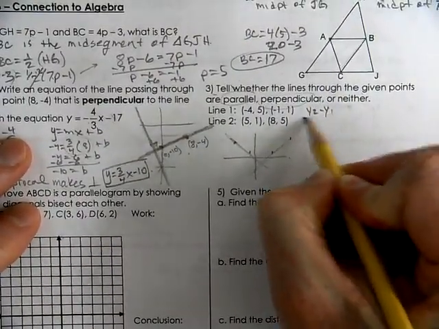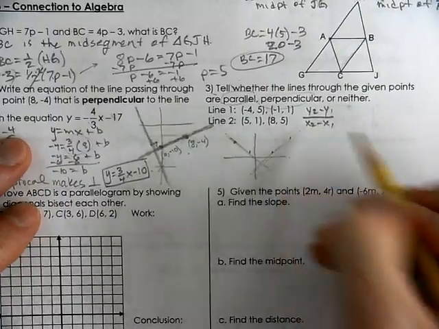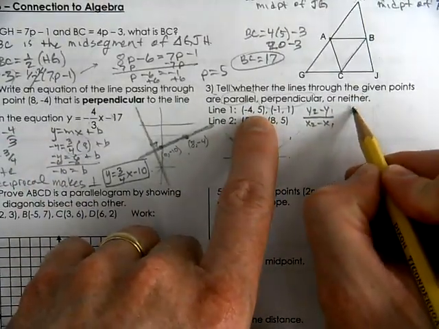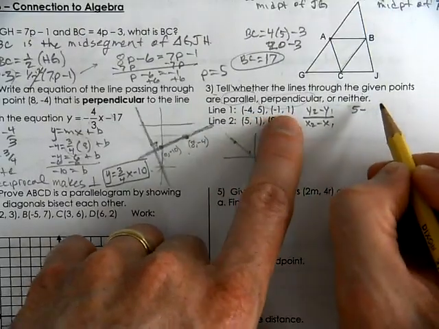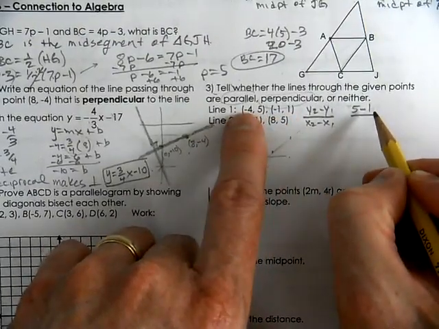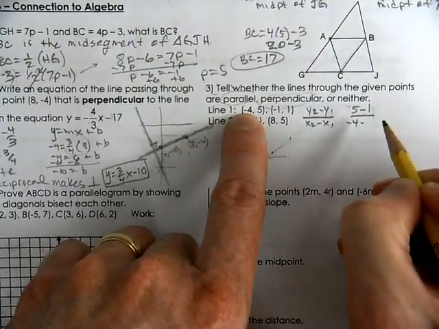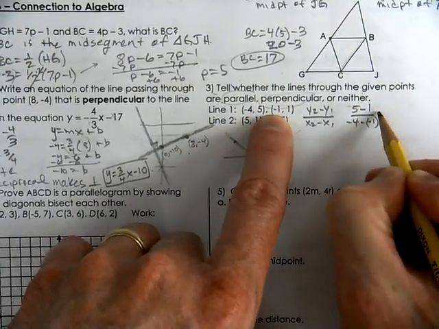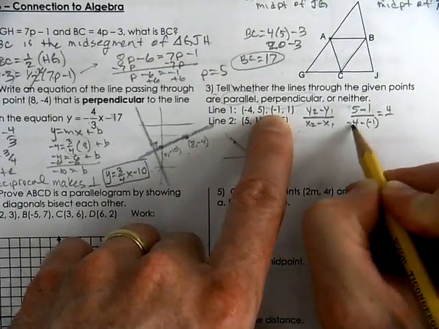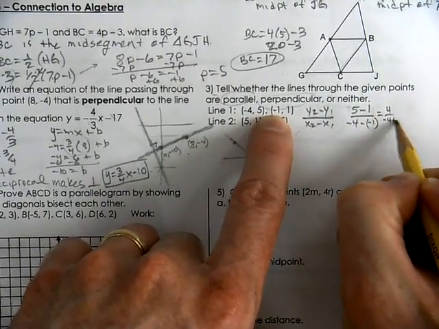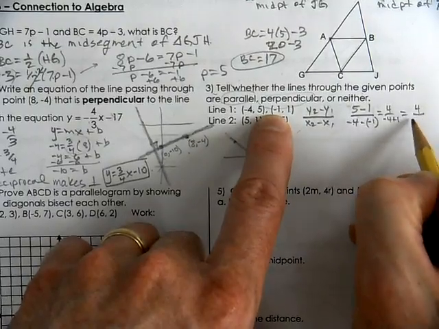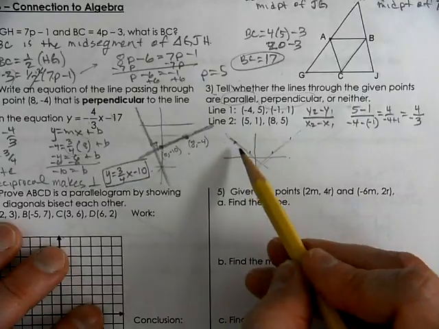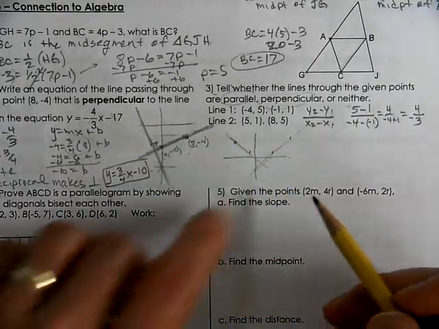y2 minus y1, x2 minus x1. So we're going to take our first point, our y is 5, our y is 1, our x is negative 4, our x is negative 1. So that gives us 4 over negative 4 plus 1, which is 4 over negative 3. So that seems to have a slope of negative 4/3.